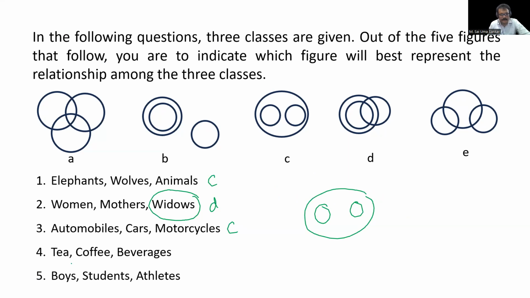Next is also very simple. Tea, coffee, beverages. No tea is a coffee. Here coffee and tea, these two are disjoint. And these are beverages. So what is the answer? Option C is the correct answer.